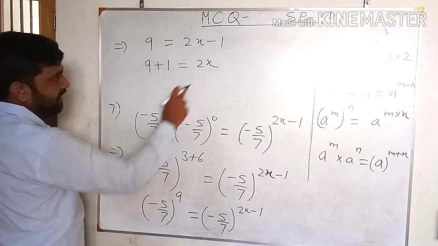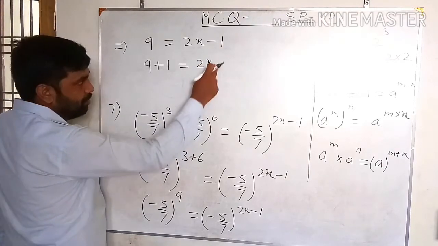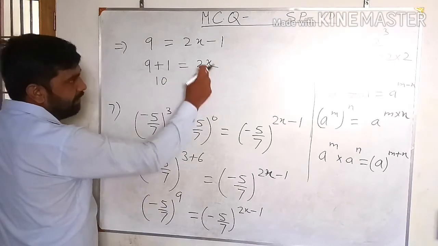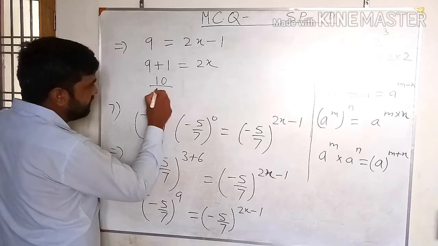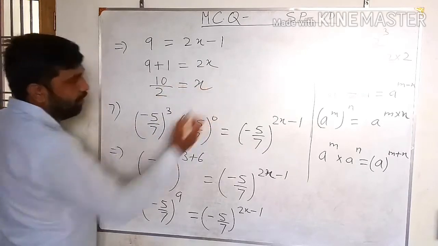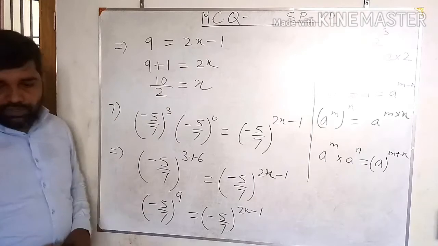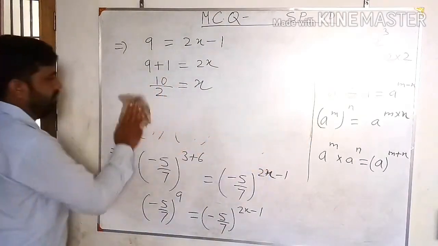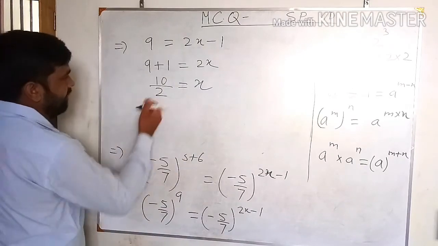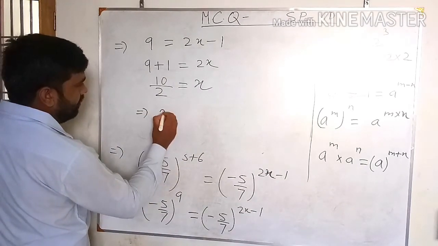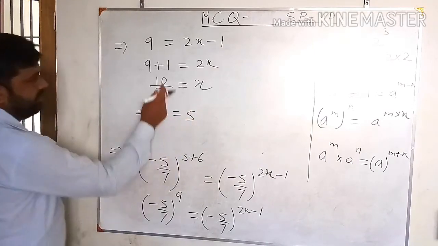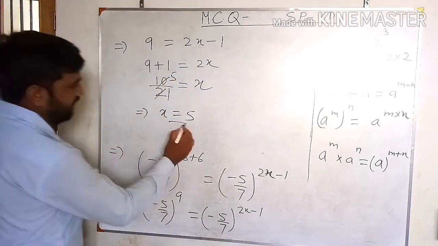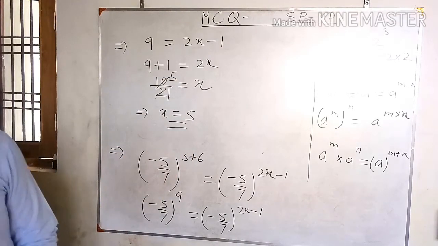Now transpose this 2 to the left hand side, because we have to find the value of x. Leave x alone. 9 plus 1 gives you 10. This 2 is multiplied with x, so when you transpose it, it will divide the left hand side term. Now x is alone. Divide 10 by 2 and we get x equals 5. The value of x is 5. 2 ones are 2, 2 fives are 10. So the correct answer is x equals 5.